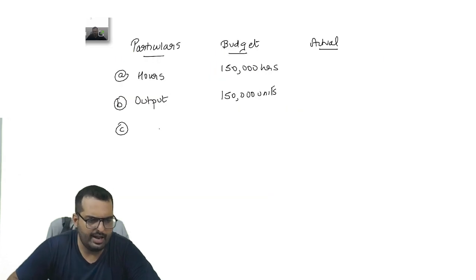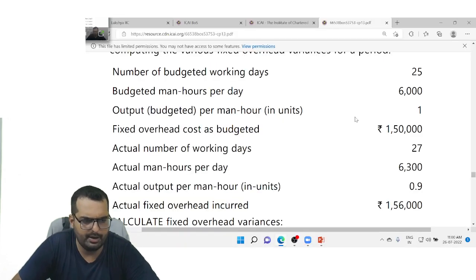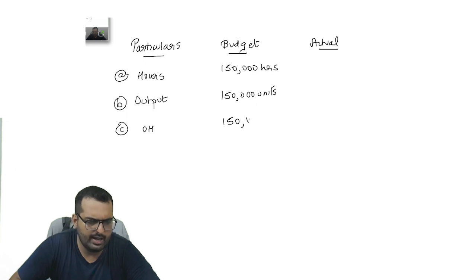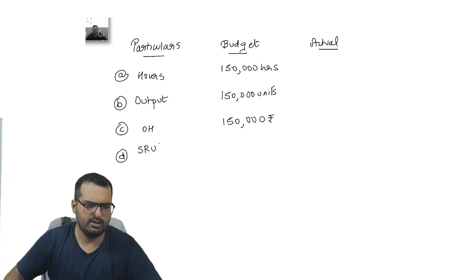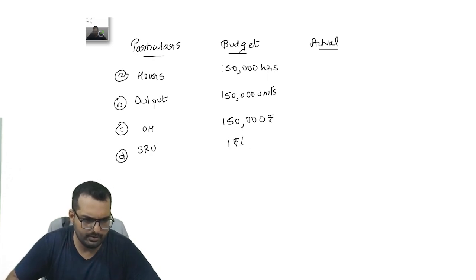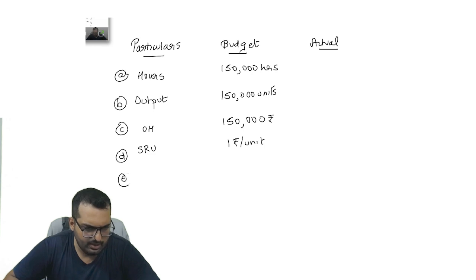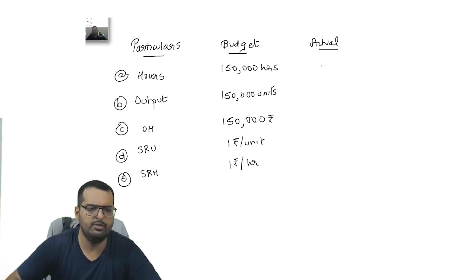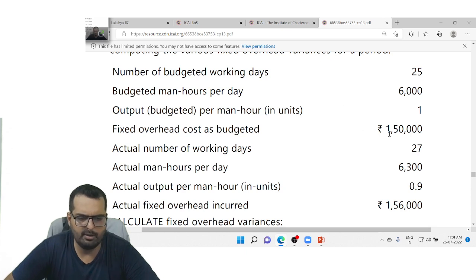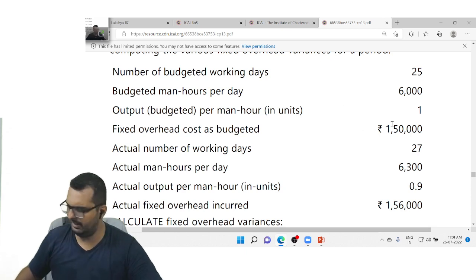All right. And the overhead is told to be budgeted is how much? 1,50,000 rupees. All right. From this, I can now find out the SRU. SRU will turn out to be 1 rupee per unit, and your SRH will turn out to be 1 rupee per hour.